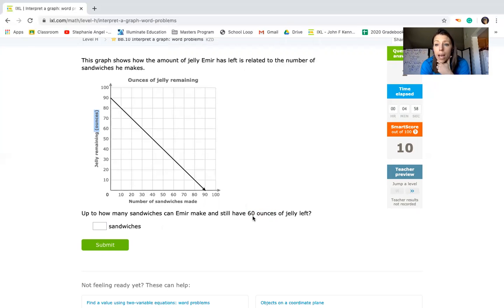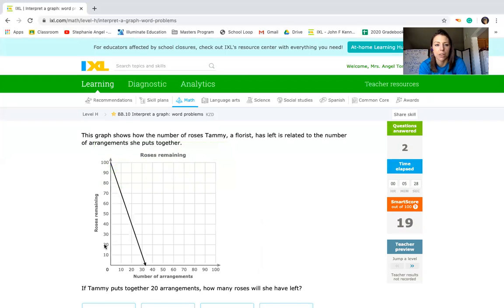So if we go by how we learned in the example, we're going to go to where it says 60 ounces on the y-axis and trace our cursor over to the line. From here, once we find that point on the line, we're going to trace it down to the other axis, and that tells us the number of sandwiches he made. So he can make up to 30 sandwiches and still have 60 ounces of jelly left. So our answer here looks like it's 30. All right, let's do one more of these examples before we move on and jump a level.